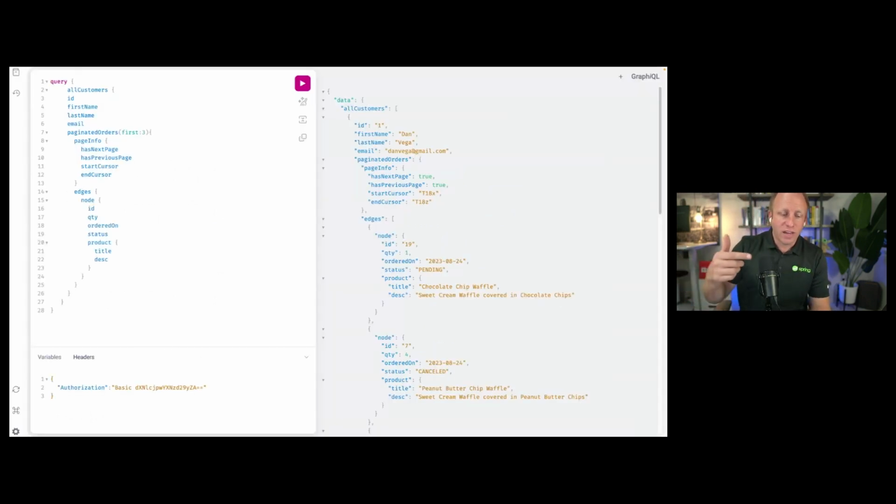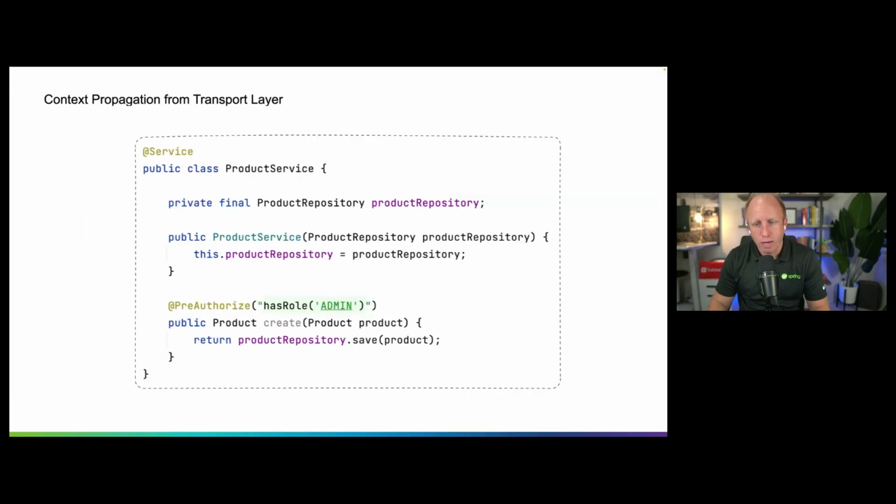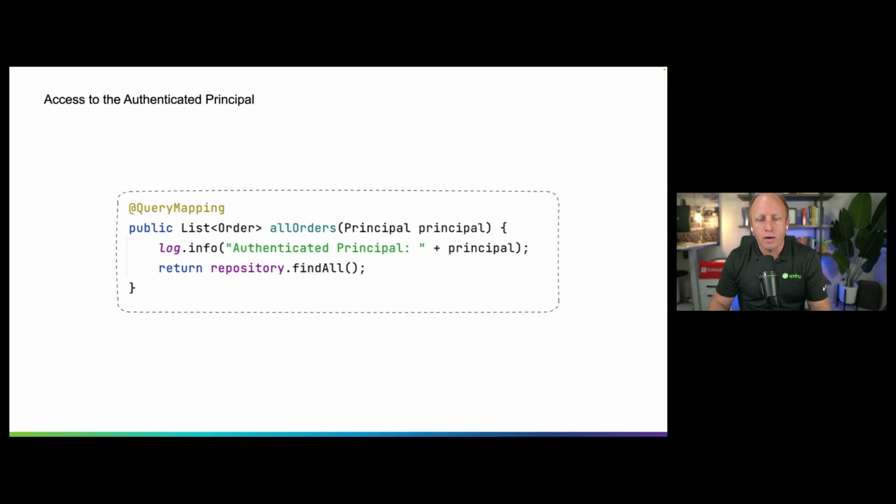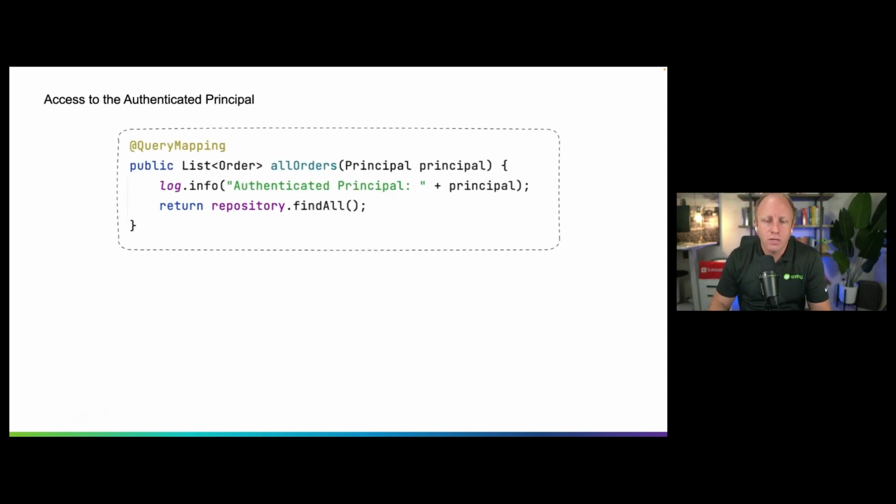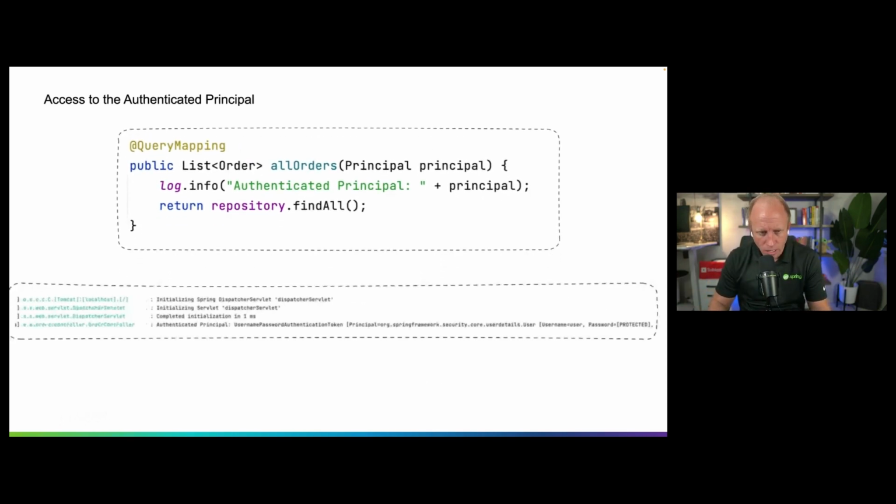If you want to send in an authorization header in the graphical user interface there, we're sending in that authorization header. Now it goes through okay. This also propagates down to the different transport layers. So if you did this in a service, it would work there as well. And another example of this is maybe I don't want all the orders in the system. Maybe I want just the orders for the person that is logged in. We can do that as well.